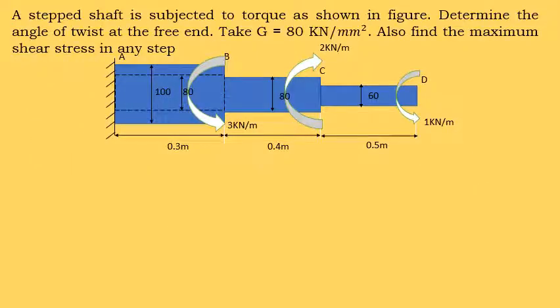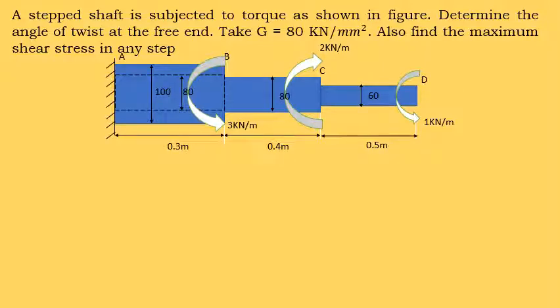Next, let us solve problems based on the concepts of shafts in series and shafts in parallel. A stepped shaft is subjected to torque as shown in the figure below. Determine the angle of twist at the free end. Take G is equal to 80 kN per millimeter square. Also find the maximum shear stress induced in the stepped shaft.